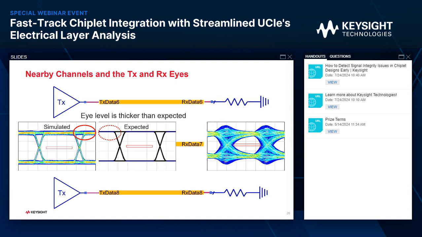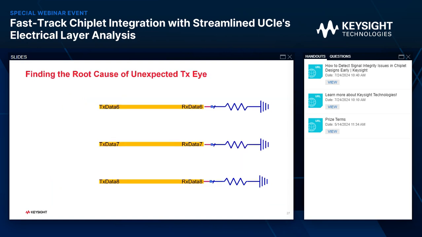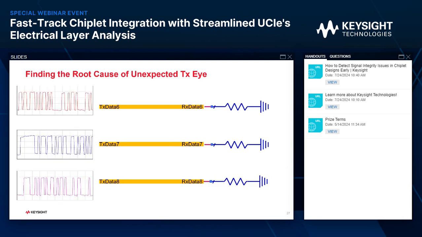Let's see. We have 3 different traces and 3 different input data, PRBS, coming in. If they are close enough to each other, with the aggressor coming from both ends of the victim line, there's a good chance that the near-end crosstalk would be showing up in the eye diagram.